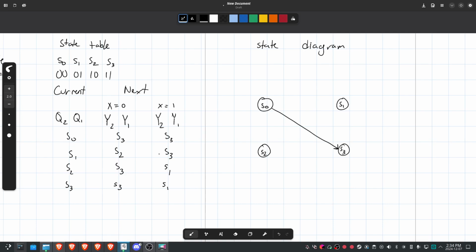Now, S1. If X is 0, it's going to go to S2. Let's draw that. So it's going to come across if X is equal to 0. Now, if X is equal to 1, it's going to go to S3. Take a look at S2. Now, if X is equal to 0, it's going to go to S3. And if X is equal to 1, it goes to S1.